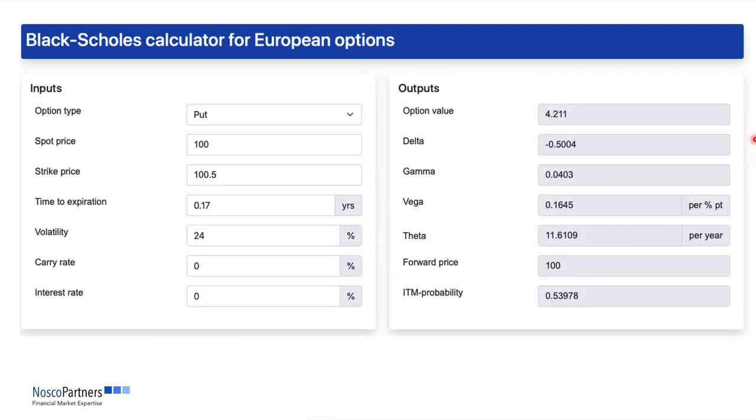But the more typical way to estimate your daily option decay would be to just ask your option model. I have tried to do this here, so I recreated a situation similar to the one we described. We have a put option, the underlying trades at 100, the implied volatility is 24%. Now I fiddled with the other inputs so that I get a delta of about minus 50% and a gamma of 4%. Now these inputs imply a theta of $11.61 per year.